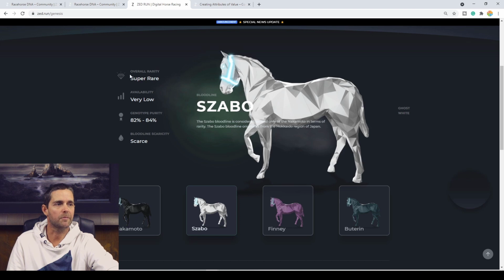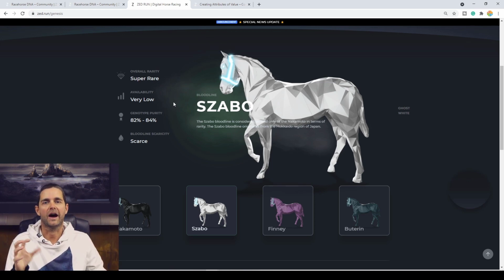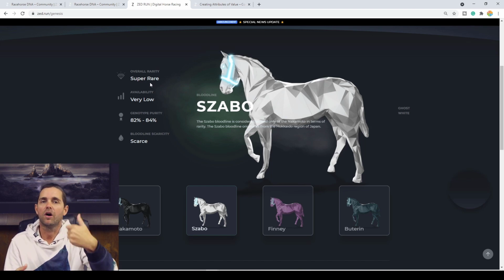So Nakamotos and Szabos are both super rare, and what that means is that there is only a total number of Genesis ever to be released, and the Genesis horses are the ones that come directly from Zed Run. They are the original horses. They are the guardians, if you like, of the bloodline, of the purity. There's 1,000 of those each, and total Genesis horses to ever be released is 38,000. As we keep breeding more and more horses and reach 1 million or 2 million horses in the ecosystem, there will still only be 38,000 Genesis, or guardians of that original DNA, if you like.